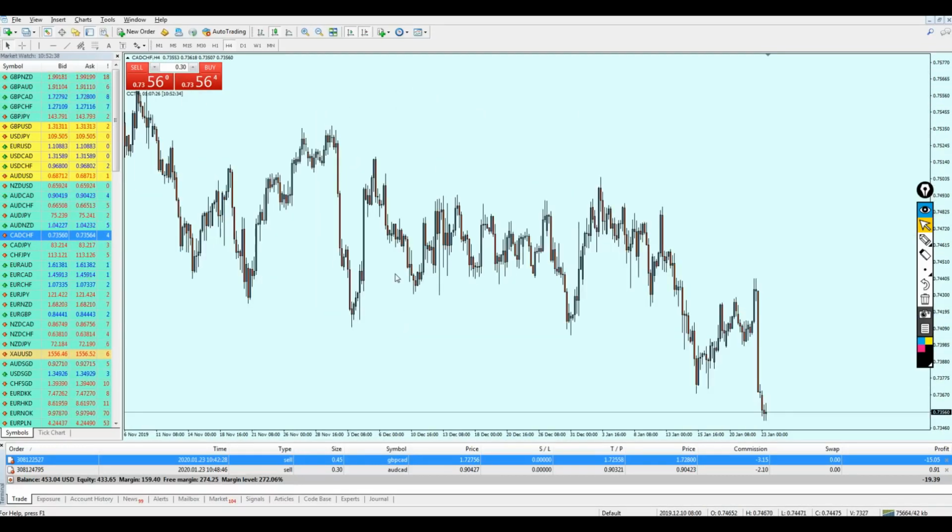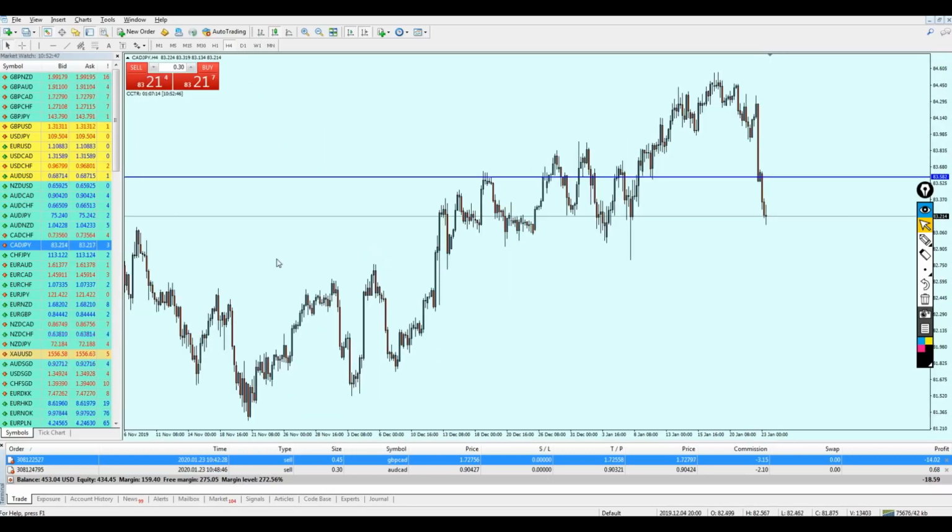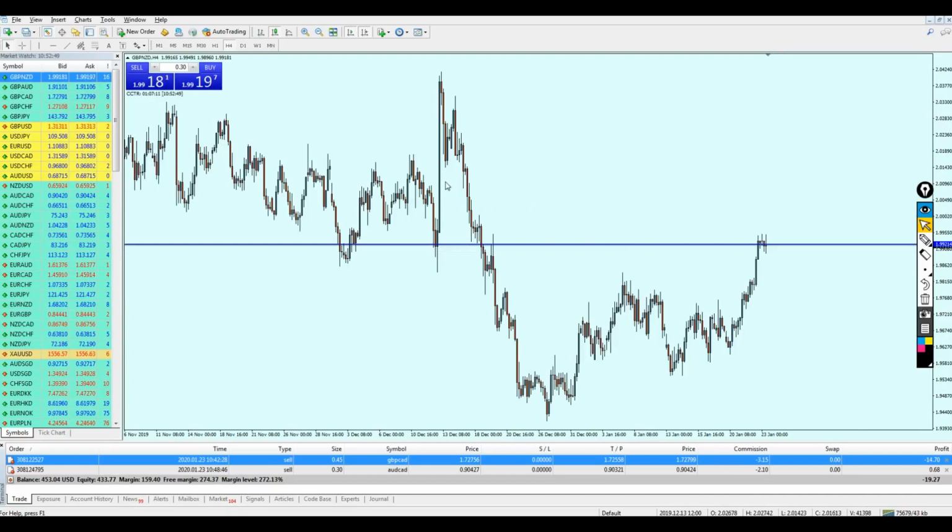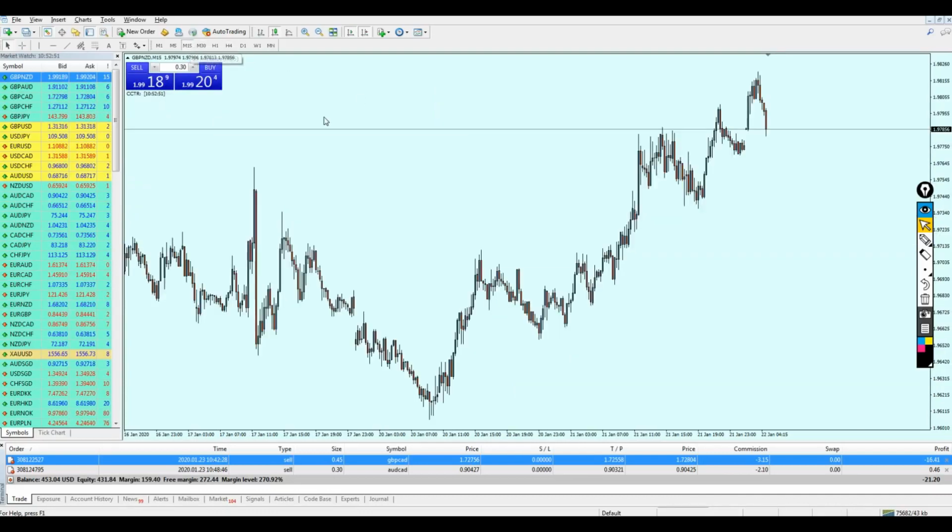Alright, check it out. On the CAD CHF, the problem is that it's going to take a long time until we get 20 pips. Therefore, let me go back to the pound. Okay, pound and NZD. Let's see.